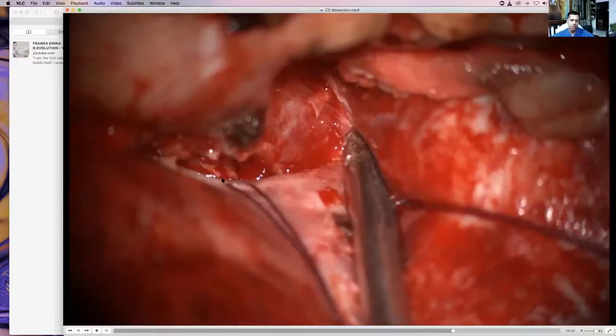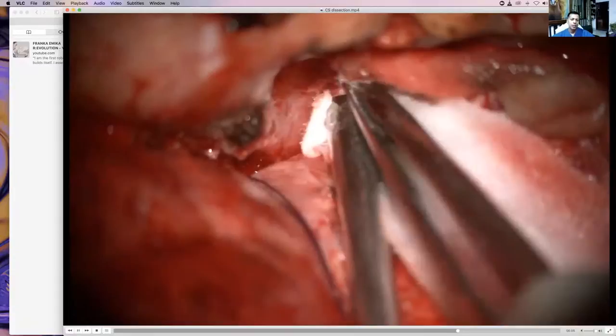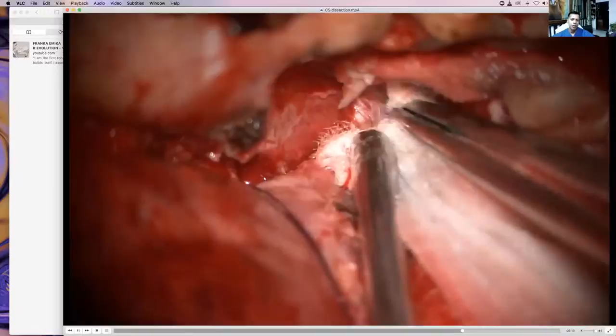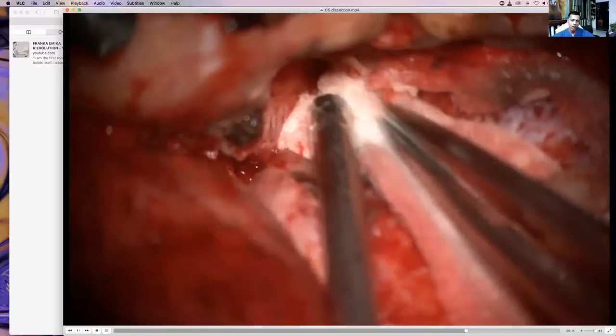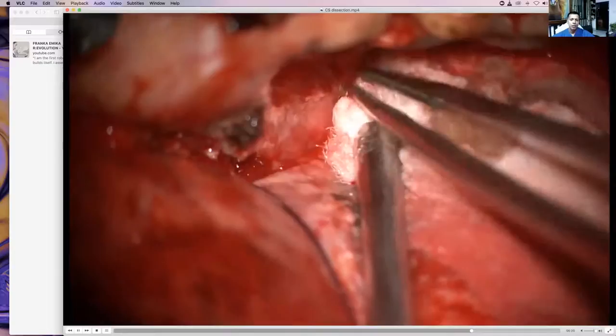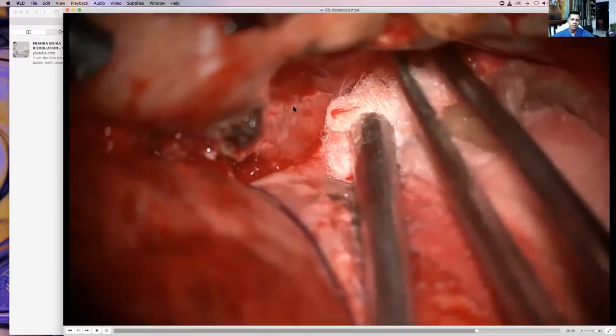Medially, you can see the optic strut. Further, the temporal lobe is being peeled off of the true cavernous membrane. We will show it in the dissection also. So that's the cavernous sinus. That's the superior orbital fissure and the cavernous sinus overlying it.